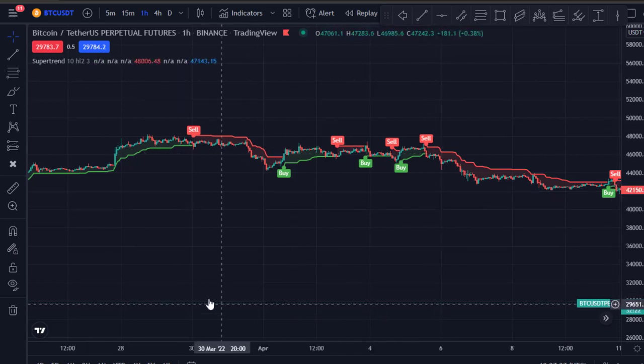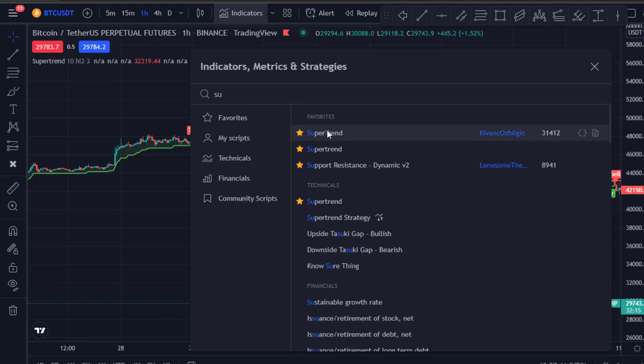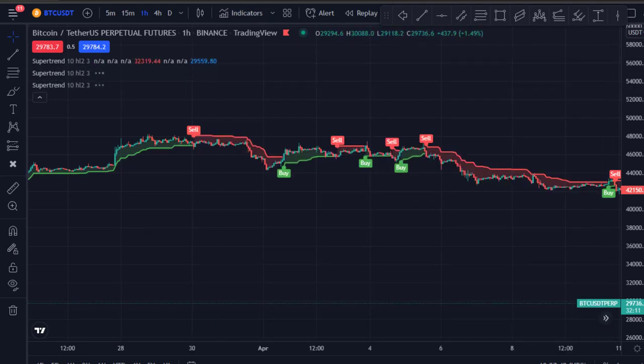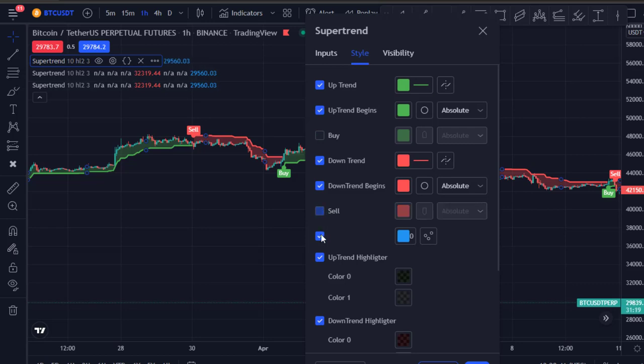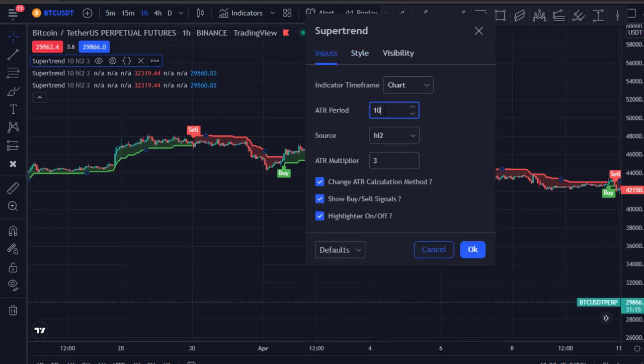This is how you do it. First, you need to put 3 Supertrend indicators. We go to the first indicator settings. Disable these options. And in inputs, change the values of these numbers. You need to set the values to 3 and 12.